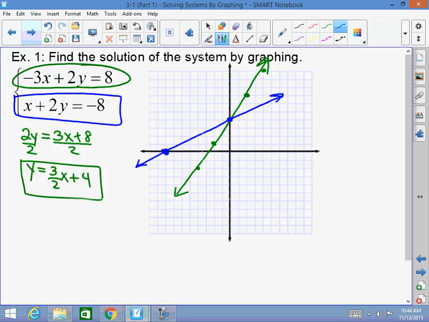Now, why could it not work in the future? Maybe they intersect over here, and if they intersect over there, you're not going to be as accurate. Okay, so check it out. But that's it. My solution here is right here, the intersection point, which is 0, 4. Very good. Let's plug it in and see if that works. Negative 3 times 0 is 0. 2 times 4 is 8. That works. 0 plus 8 is 8.